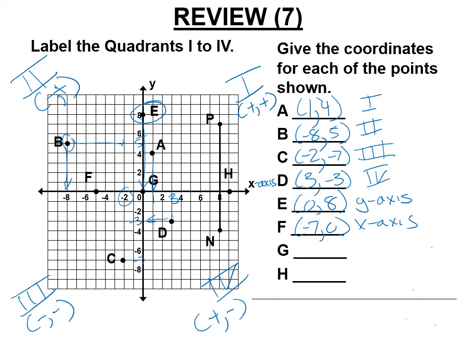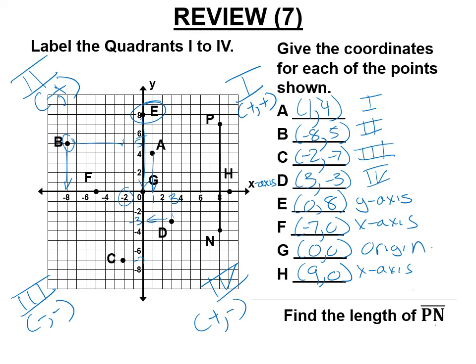G is where? 0, 0, which has a special name, the origin. And H also, and the origin is on both the x and y axis. H, 9, 0, also on the x-axis. Find the length of PN. Now, 1, 2, 3, 4 on one side, 1, 2, 3, 4, 5, 6, 7 on the other. It's 11 units long. That's line segment PN.